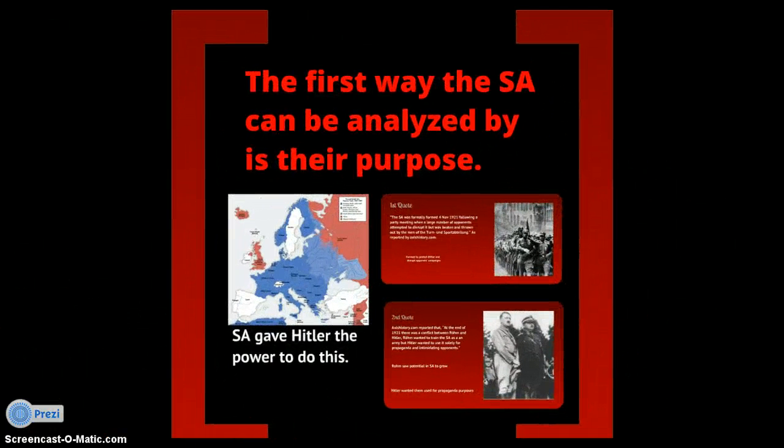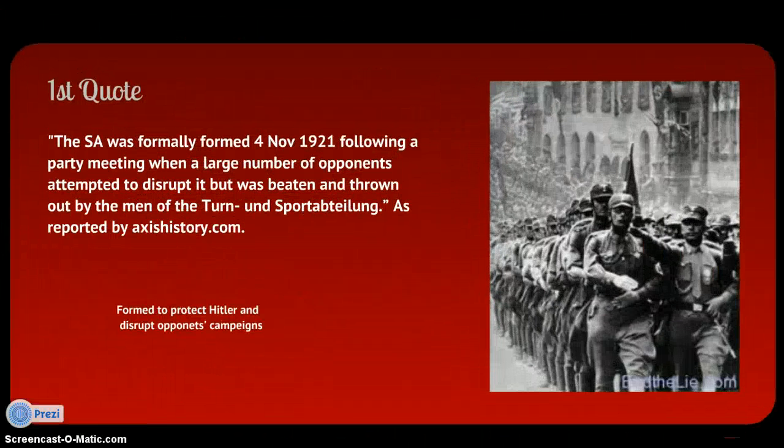The first way the SA can be analyzed is by their purpose. That map right there just shows the World War II map. The blue area is the Axis, and the red area is the Allies. And it just shows that the SA basically gave Hitler the power to do that by starting him up.